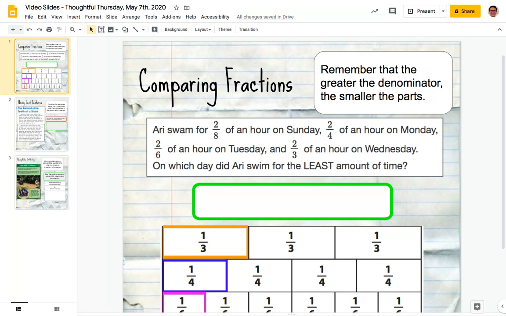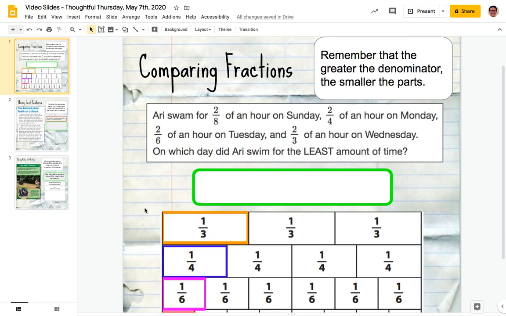Remember that the greater the denominator, that means when the bottom number, the denominator, starts to get bigger, the parts get smaller. Think about it as having a pizza. The more you cut up that pizza, you get more slices, but each time you cut it, the slices are getting smaller. That's the same thing that's happening here. So when that denominator gets bigger, it means you're cutting that whole into smaller pieces.